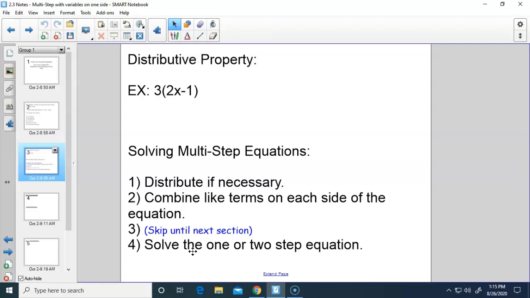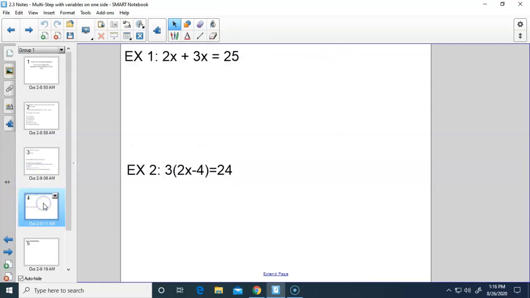So whenever you're solving multi-step equations, the first thing that you want to do is distribute if it's necessary. There may be many problems that we come across where you do not have to distribute. The second thing you want to do is combine the like terms on each side of the equation. The third thing, I'm going to skip until we get to the next section, because right now we're only going to have variables on one side of the equation, so we are going to fill that in our notes on Monday. And for our fourth step, we're going to solve the one or two step equation that we have left. So let's look at some examples.